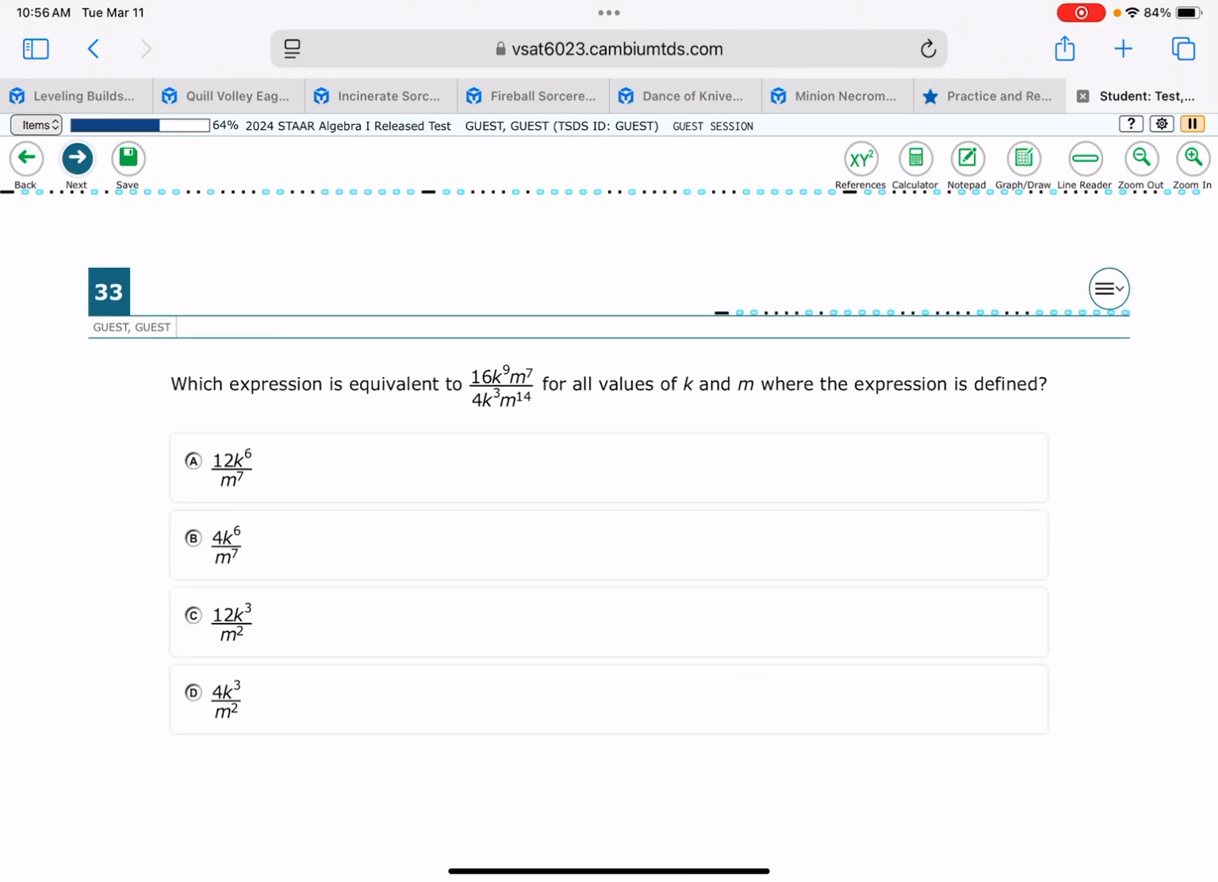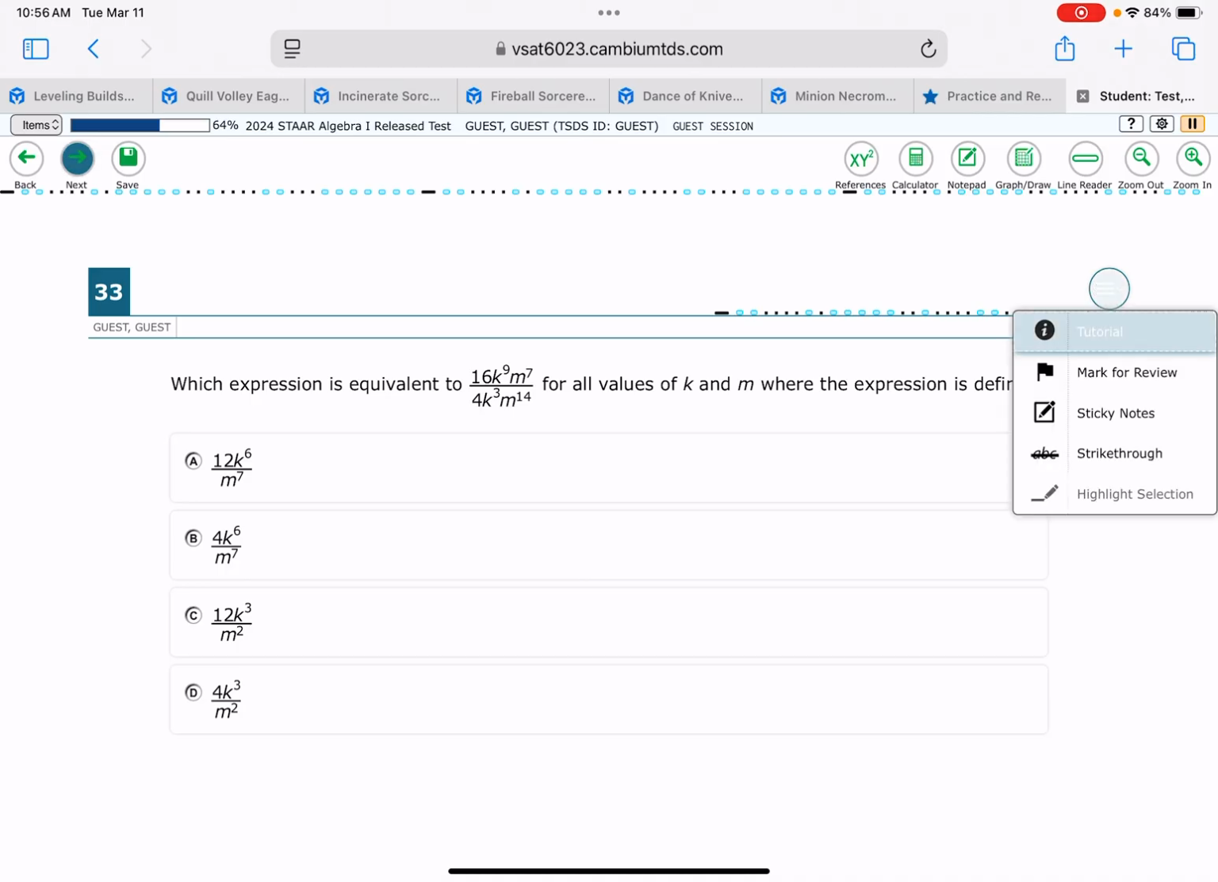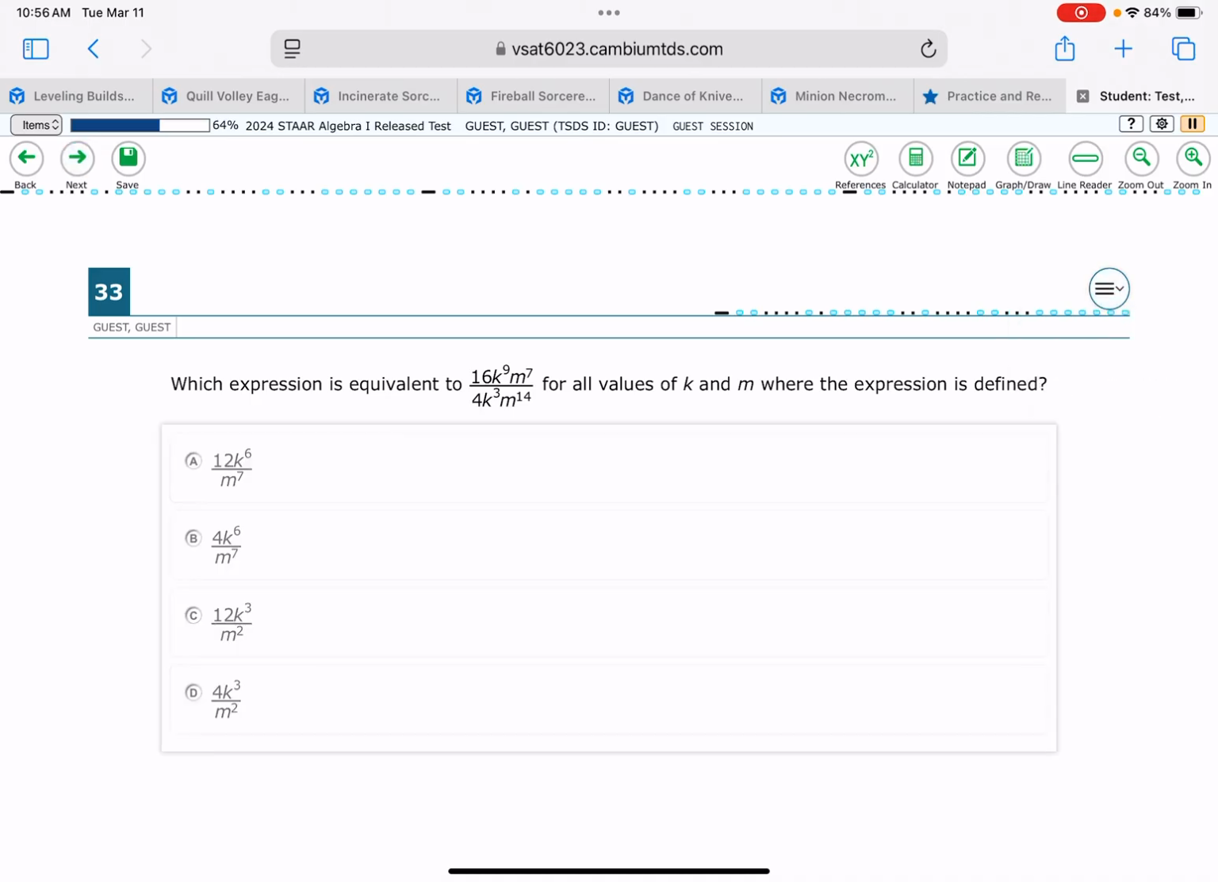I don't have to do a lot of calculations on this. I'm going to eliminate a couple of my answer choices right off the bat. I can eliminate A because 16 divided by 4 is 4. So A is out and C is out.